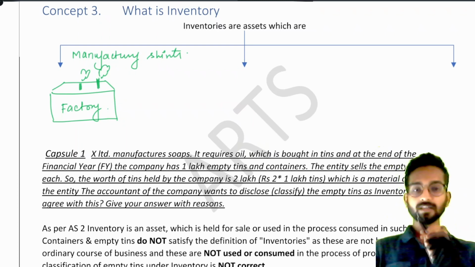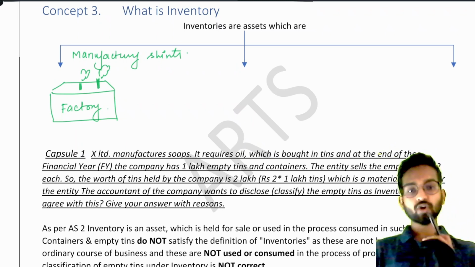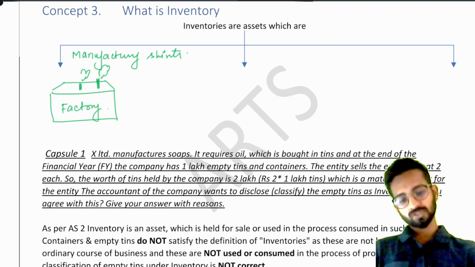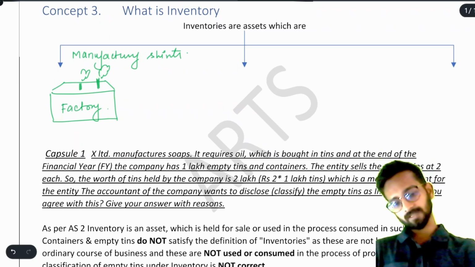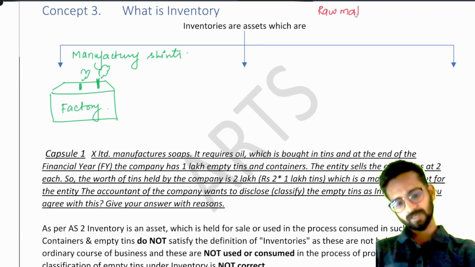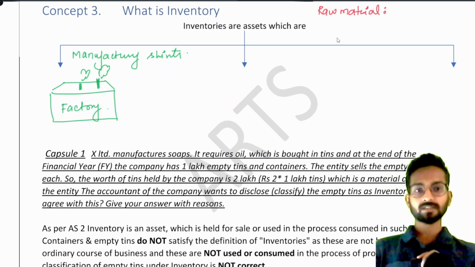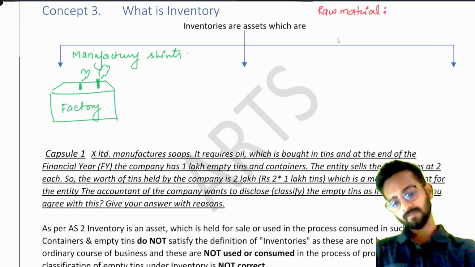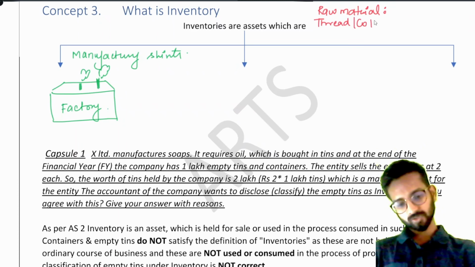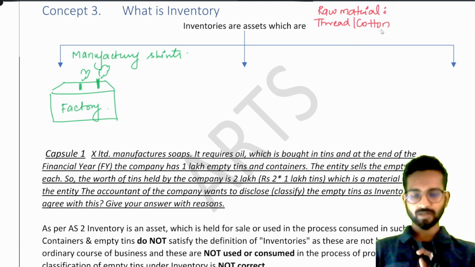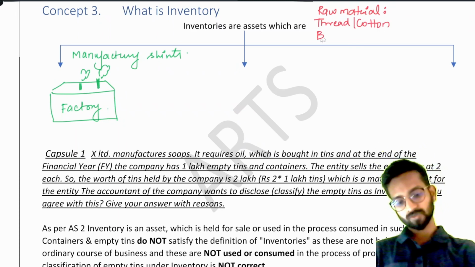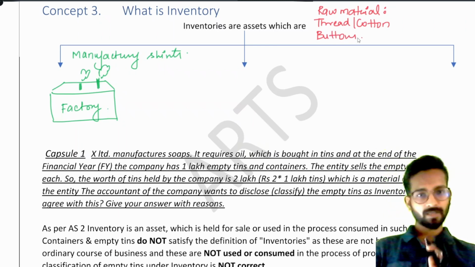You will tell me that to manufacture a shirt, the core product, what do we require? Oh sir, like that. Yeah, so you will require raw material. What kind of raw material do we require? Sir, you will require thread, you will require cotton. Okay, wait. I will require thread and cotton to manufacture a shirt. Anything else we require? Sir, you will require buttons also. Okay, buttons we will require. That is our main raw materials.